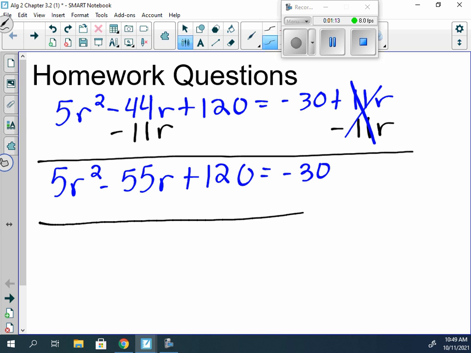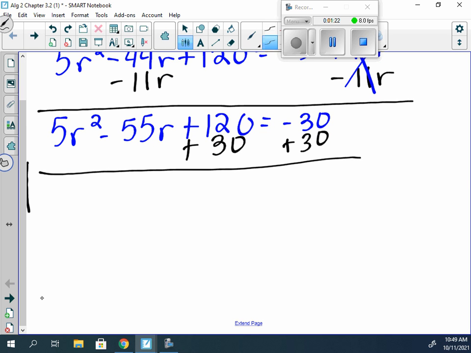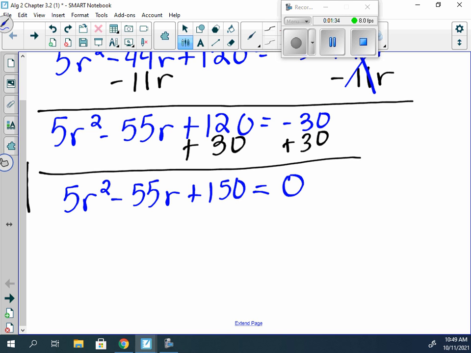Well, it's still not equal to 0, so we can add 30 to both sides, which will tell us that 5r squared minus 55r plus 150 is equal to 0. So we had to move both of those terms over to the other side and get it equal to 0 first.